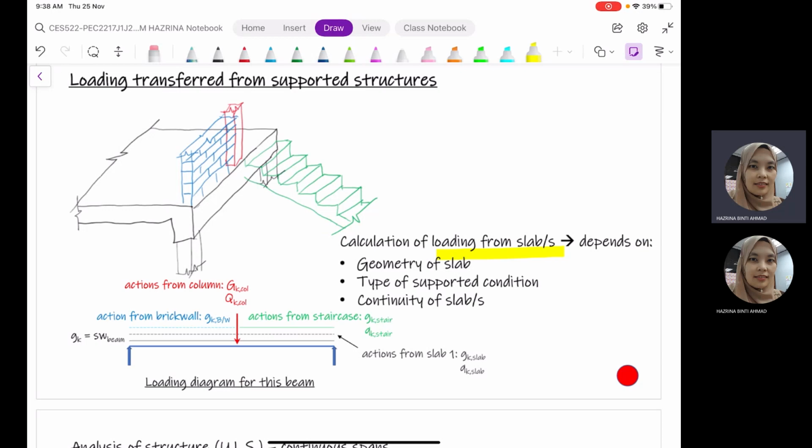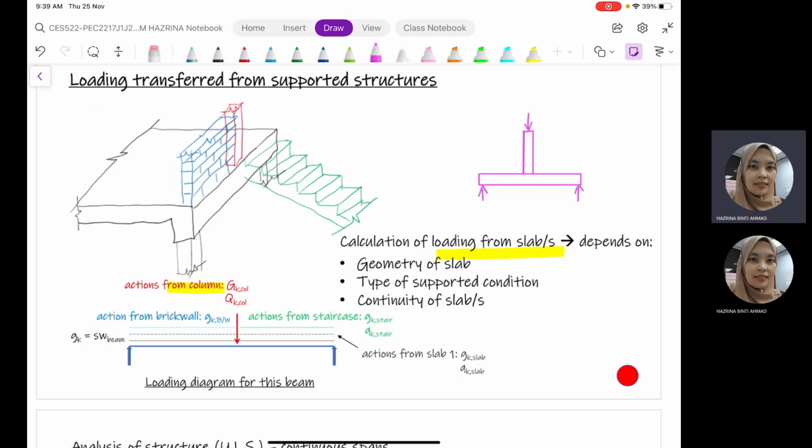Then also we are going to look into actions from columns. This is only for the case where our beam is supporting a column, which means that we have a column sitting on top of our beam. It is known as a supporting beam. If I can draw here, we have the column sitting directly on top of our beam, so this will be inducing loads to our beam. As for this beam, we have the load, we have the support.